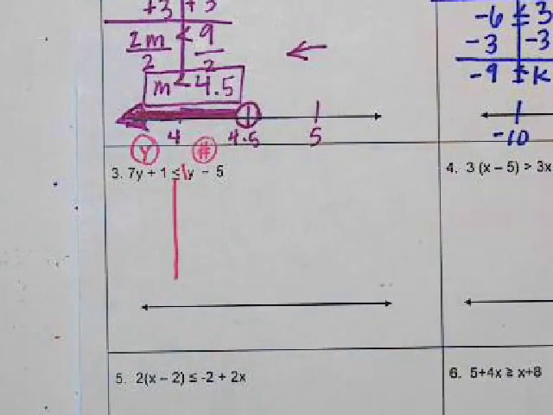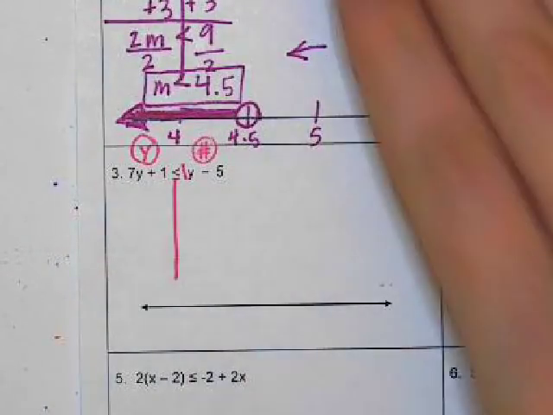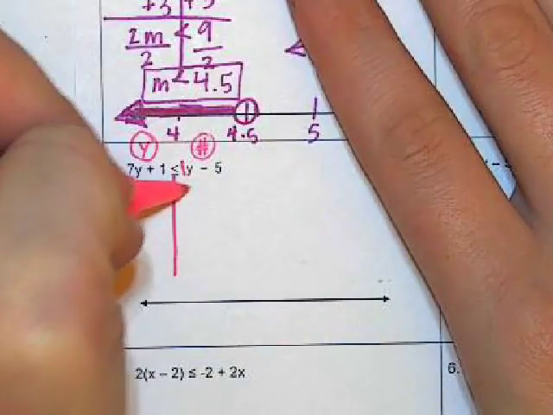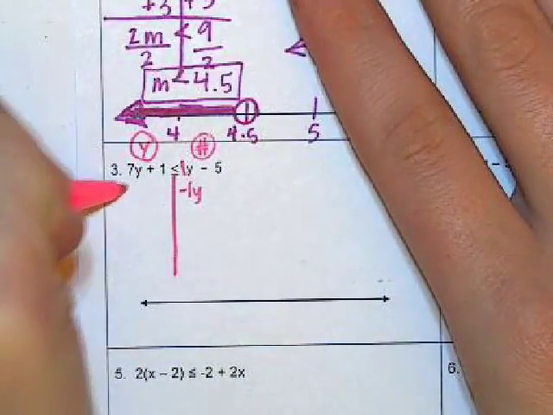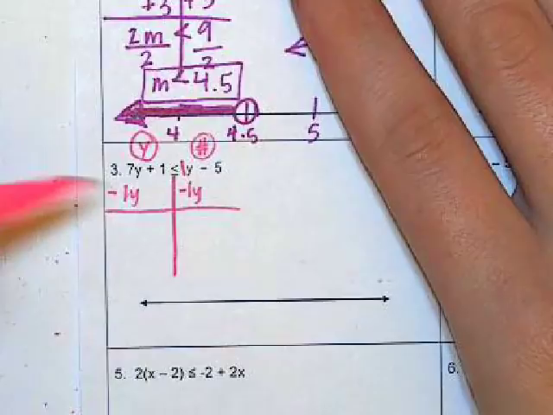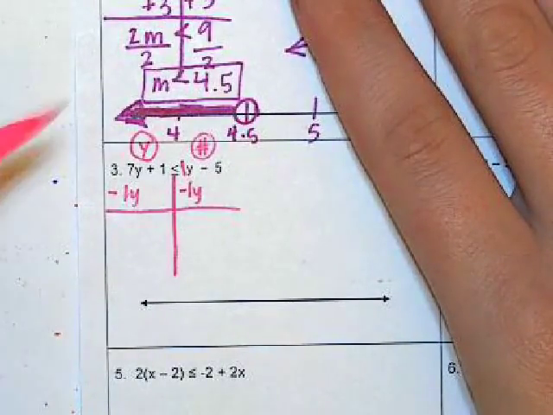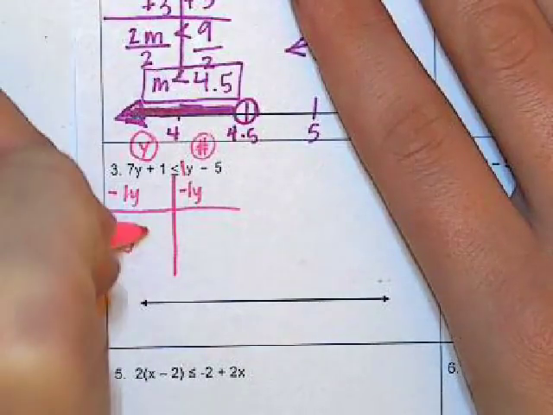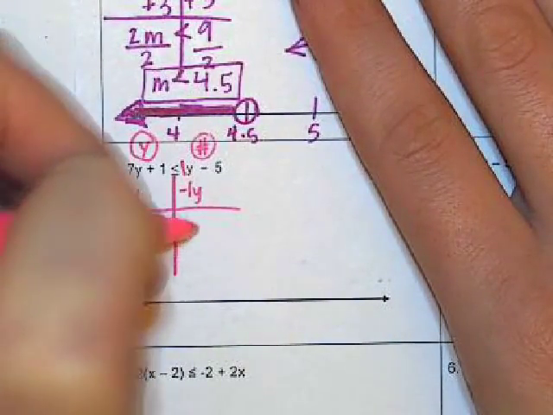Which y do we need to move? 1y. How do I move a 1y? Subtract 1y. Minus 1y. 7 minus 1 is 6y. And bring everything else down we haven't used yet.